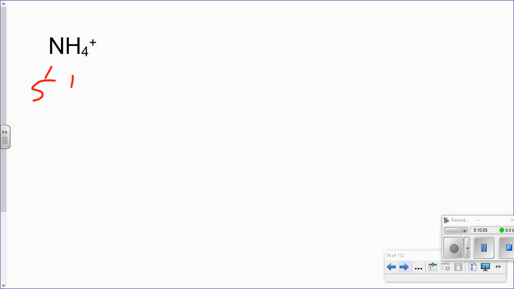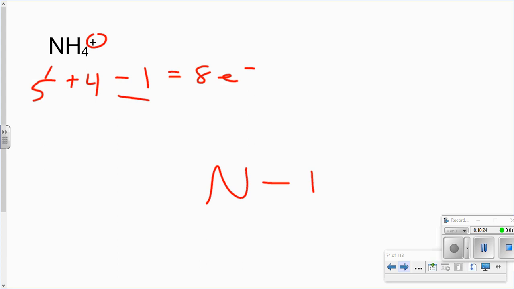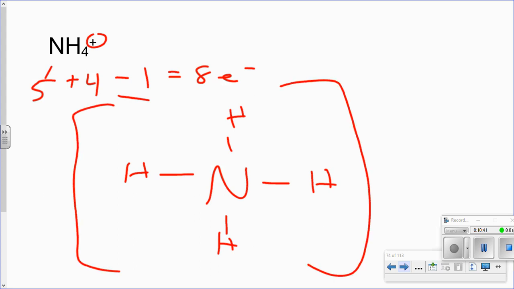Nitrogen has 5 valence electrons. Hydrogen has a total of 4. But I have this, and that means I lost an electron. So you've got to subtract 1. That's 8 valence electrons. Nitrogen, this one kind of bucks the trend here. That's your central atom. So this is a polyatomic ion, and as a rule, it kind of breaks the rules. Okay? So just arrange them around nitrogen like you would normally do in any typical molecule. Everything has an octet. I've drawn 8 valence electrons. The only additional thing is we need to put brackets around it and put the charge outside.